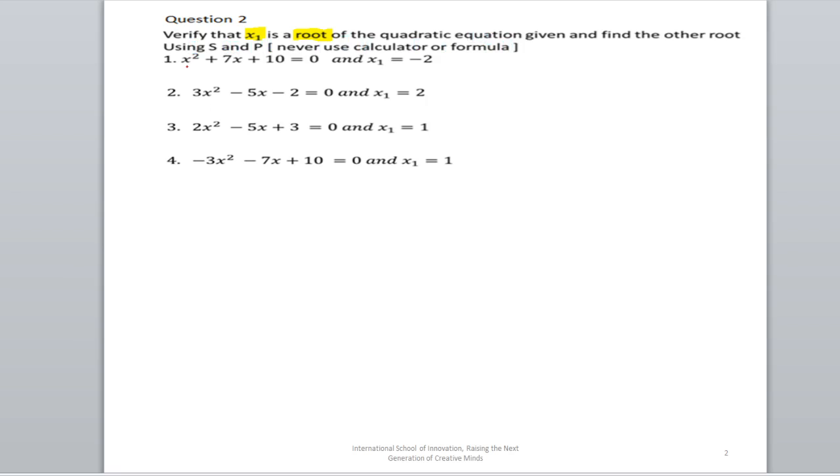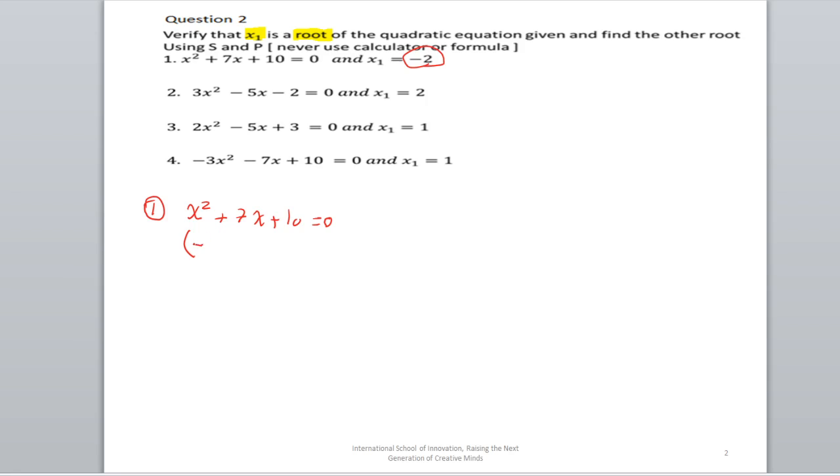Okay, so let me start with number 1. I'm making it a bit harder on myself. Okay, so x squared plus 7x plus 10 equal to 0. How could I prove that? I'll substitute 2 in the equation. So substitute, sorry, negative 2 in the equation.